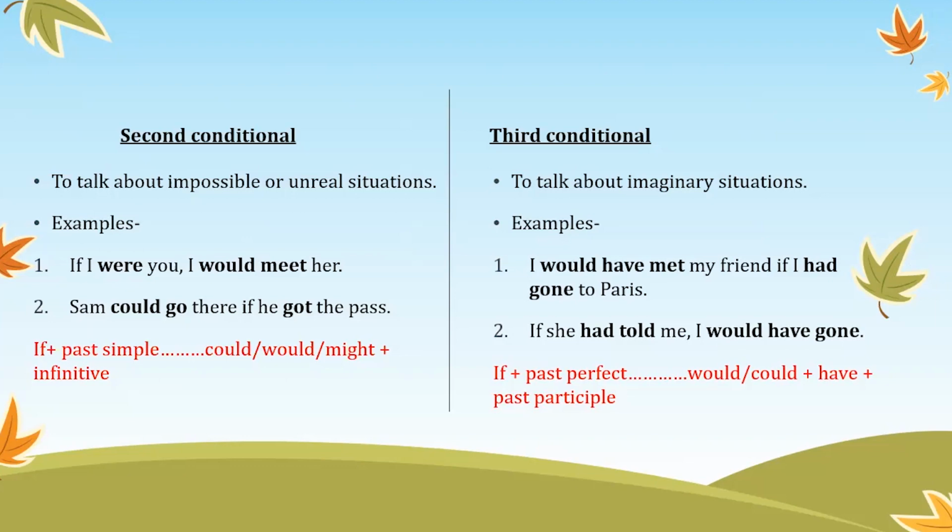So the structure is also easy. With the if clause, you are going to use the past perfect tense. That means had plus the past participle form of the particular verb. And the main clause will be like would or could plus have plus the past participle form of the particular verb. So it's really easy if you just remember the usage of each conditional and the particular structure. Then conditional clauses won't be a problem anymore.